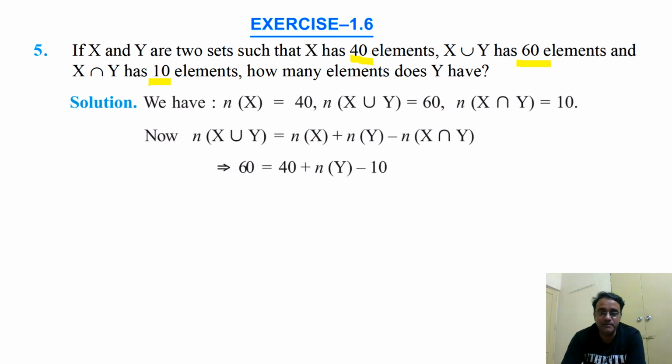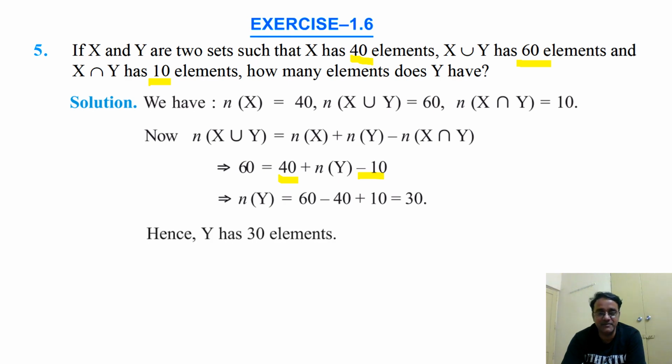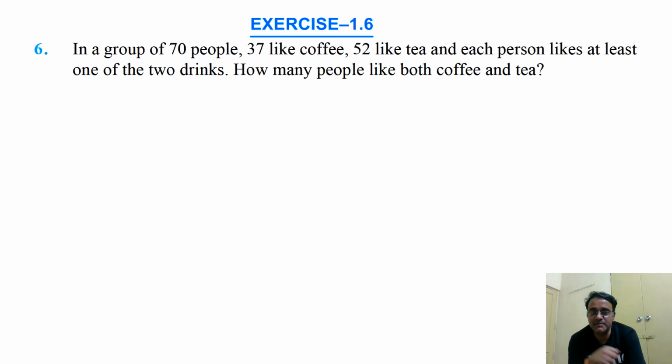Now what is 40 minus 10? 30. That we will shift to this side. So 60 minus 30 will become 30. Okay. So how many elements does Y have? 30 elements. Right. Now we'll move towards question number 6.